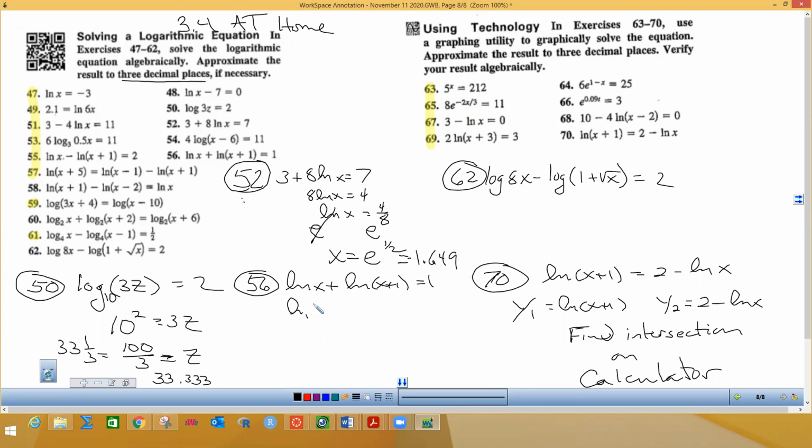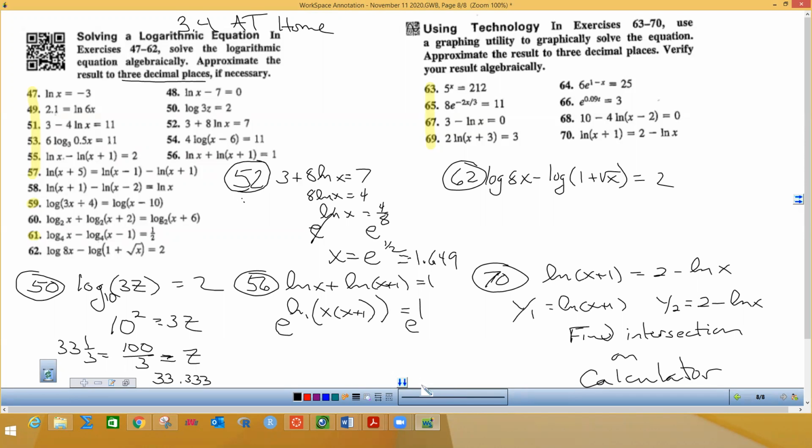Okay, on this next problem, we have to condense before we do anything, and the plus means it's going to be the natural log of x times x plus 1 equals 1. So you want to get rid of both natural logs and condense them first. And then we're going to get rid of this natural log symbol.